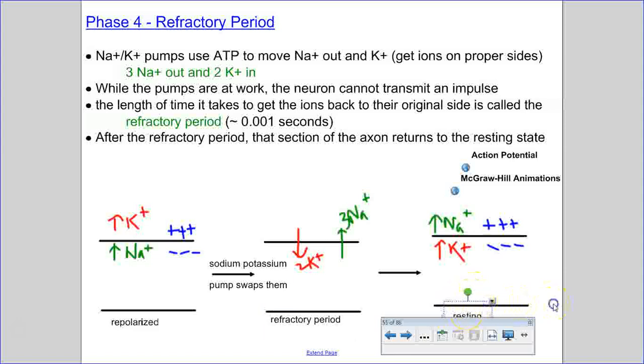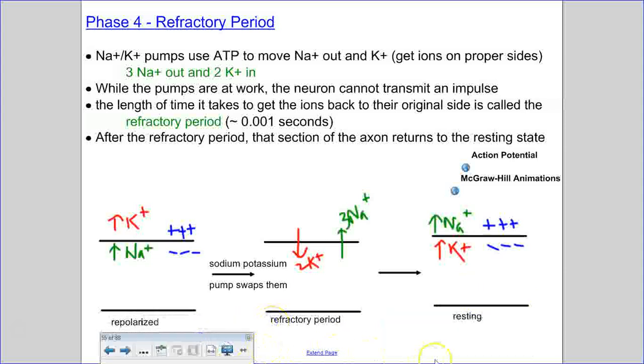So it's ready for another action potential to pass along it.